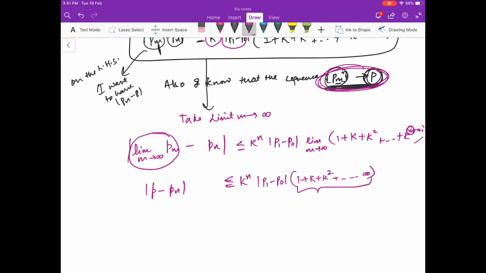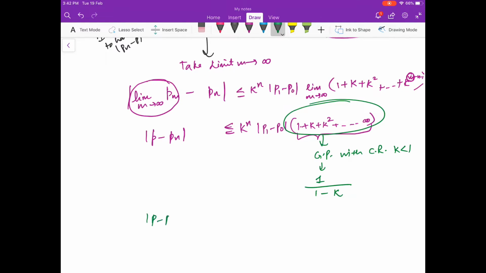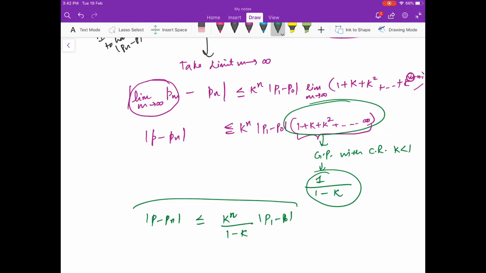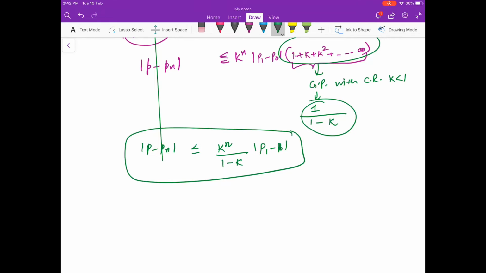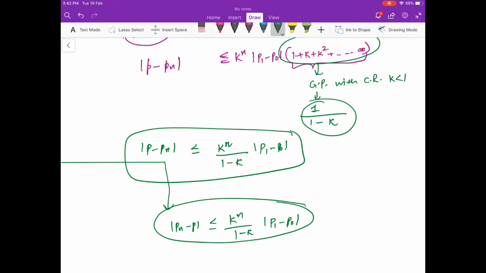Now tell me, what is this? This is a GP, geometric progression, with common ratio k which is less than 1. Therefore its sum is first term upon 1 minus common ratio. So you get |p minus p_n| is less than or equal to k raised to power n over 1 minus k into |p1 minus p0|. So left hand side you can write it as |p_n minus p|, because it is modulus, doesn't matter. So this is the result which you wanted to prove, right?